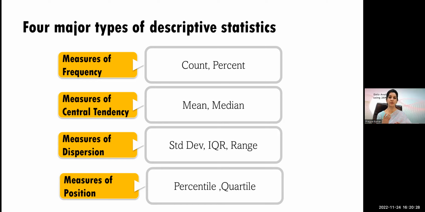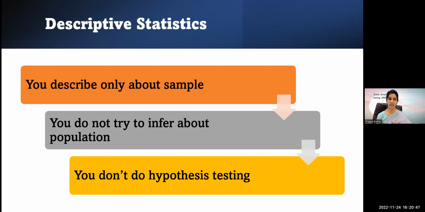So in descriptive, we do 4 types of things. We do the frequency distribution, which is the count and percentages. You give the mean and median, which is the central tendency. You give the dispersion, which is the standard deviation or interquartile range, or you give the position, which is the percentile. So in descriptive statistics, you describe only about the sample.